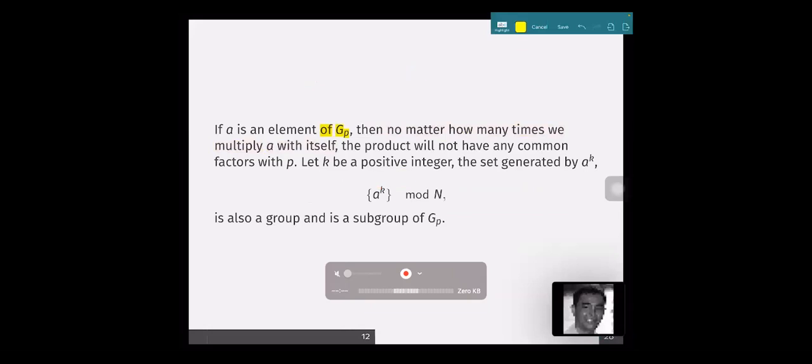Now, get any element of GP. Remember, guys, GP is already the set of numbers less than P, where P is a prime number. No matter how many times you multiply A with itself, the product will never have anything in common with P.